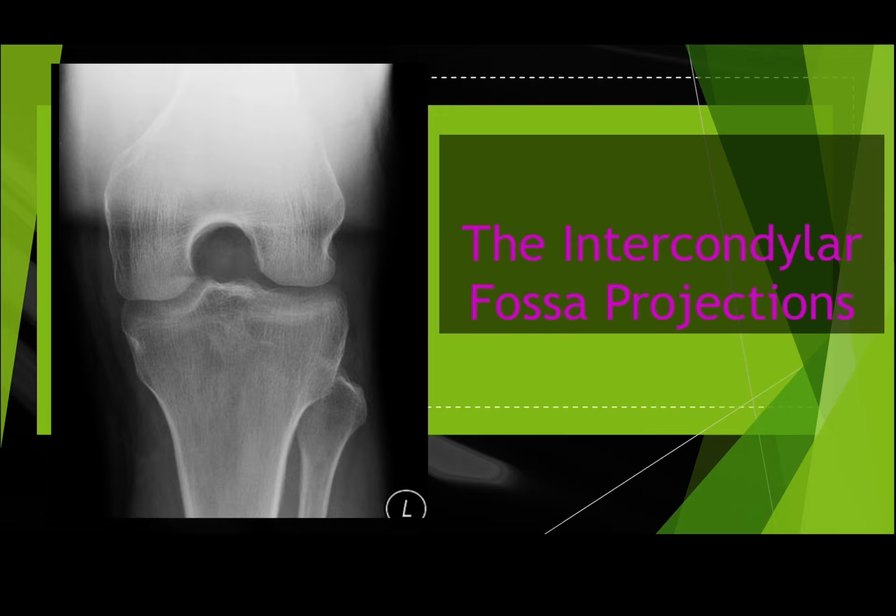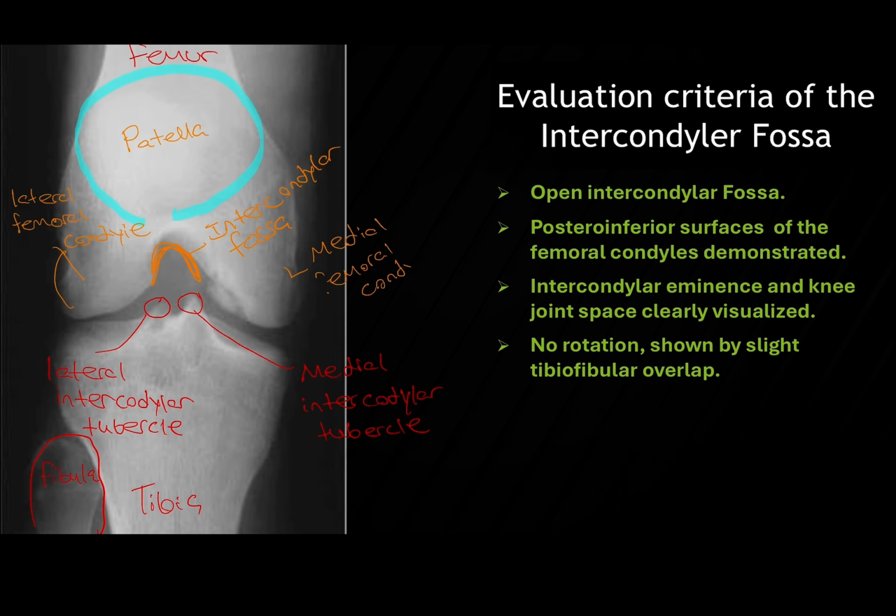So now we're moving into our intercondylar fossa projections. So our evaluation criteria for the intercondylar fossa is open intercondylar fossas. That's the main purpose of these. Posterior inferior surface of the femoral condyles demonstrated. Intercondylar eminence and knee joint space clearly visualized. No rotation shown by slight tibiofibular overlap.